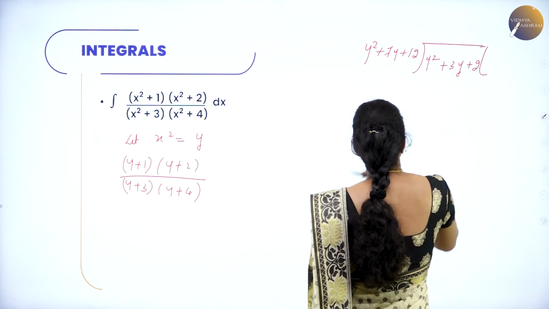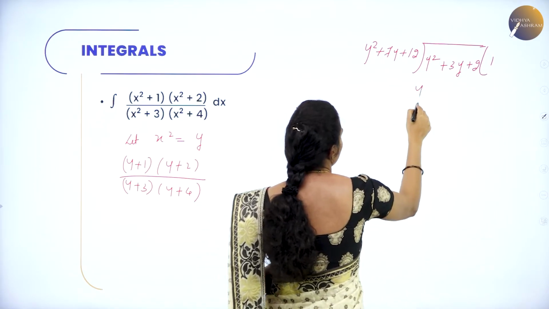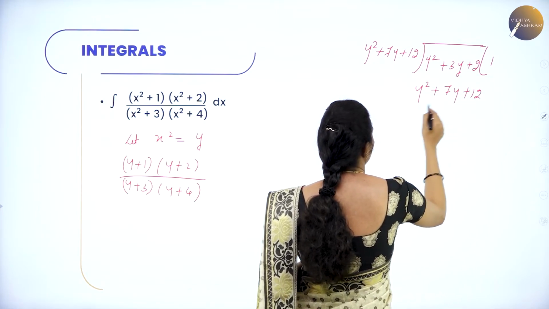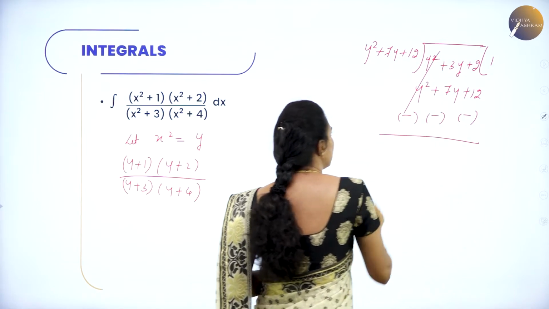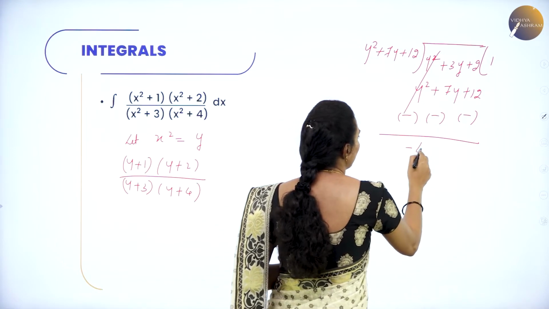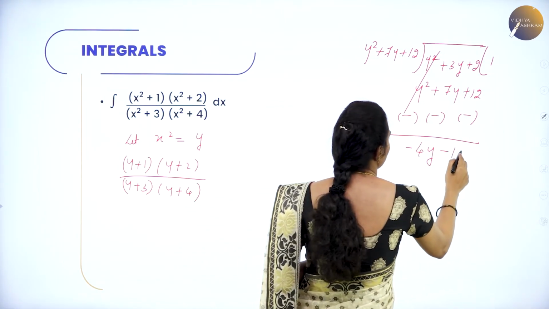Now let us divide this one by what? You are going to take 1 into the same, which is y squared plus 7y plus 12. Now subtracting this, what are you going to get? If you subtract, y squared will get cancelled, 3y minus 7y is nothing but minus 4y. Again, 2 minus 12 is nothing but minus 10, right?